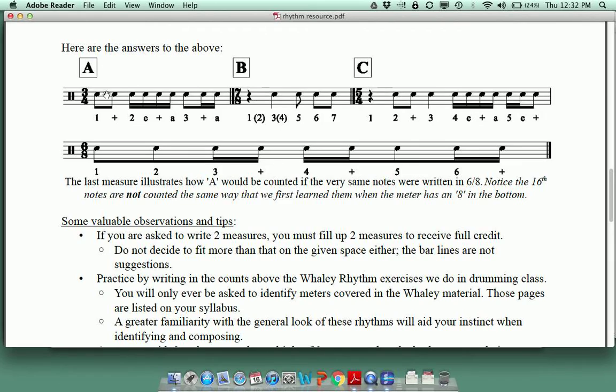So here we have 1 and 2E and 3 and up. If we count it in 6/8, it would be 1, 2, 3, and 4 and 5, 6 and. Notice the emphasis is on 1 and 4. 1, 2, 3, and 4 and 5, 6 and. 1 and 2E and 3 and 1 and 2E and 3. Switch back. 1, 2, 3, and 4 and 5, 6 and. So just so you have a comparison.